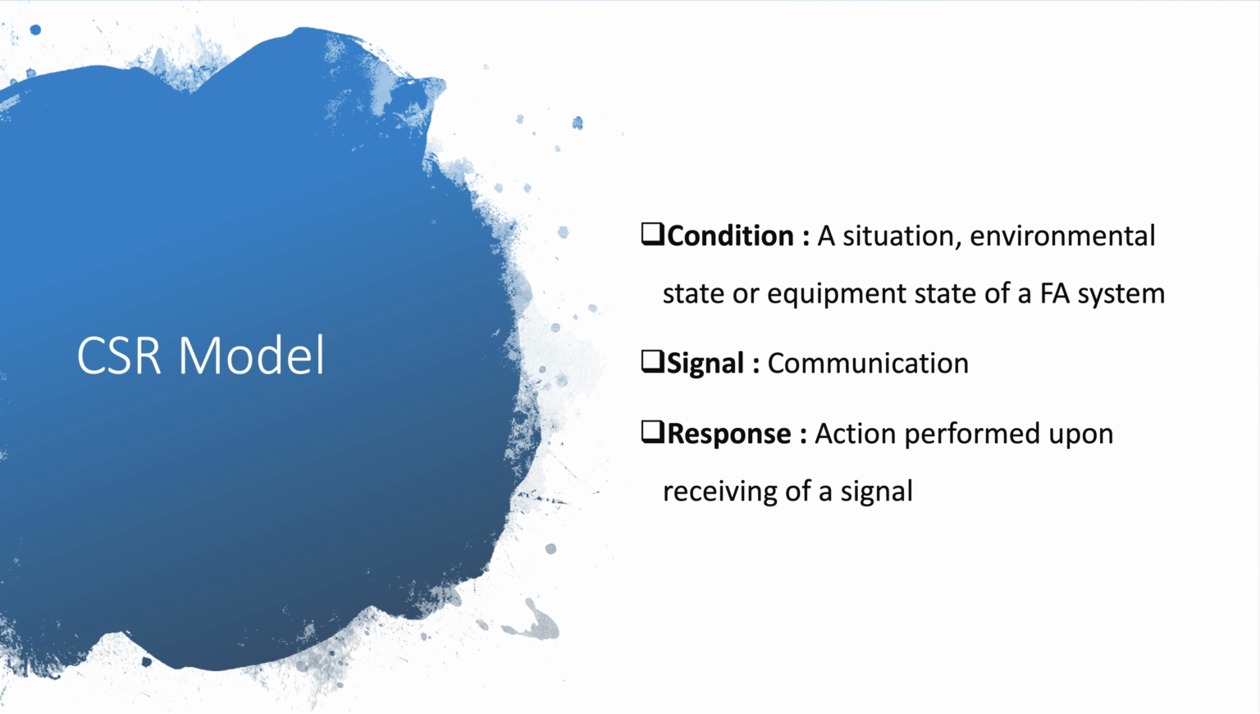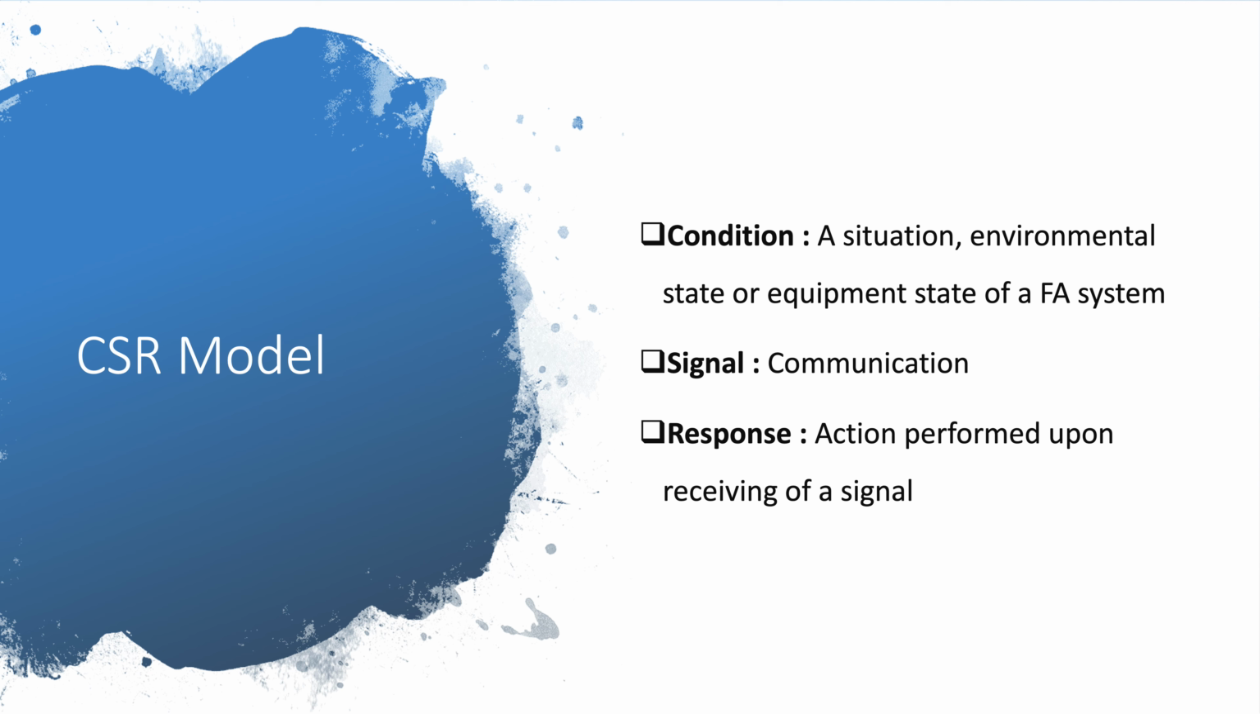What is the meaning of these terms? First, a condition. A condition is a situation, an environmental state or equipment state of a fire alarm or signaling system. It is the state of something, which will tell you what the condition is at a particular moment. A signal is a message indicating a condition which is communicated by electrical, visible and audible, or other means. For example, it might be electrical communication between the detector and the panel. So your detector will give a signal to the panel.